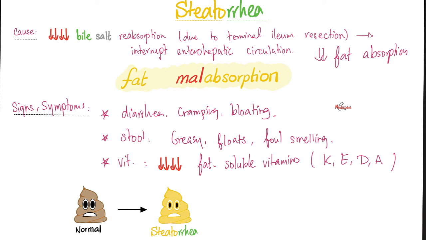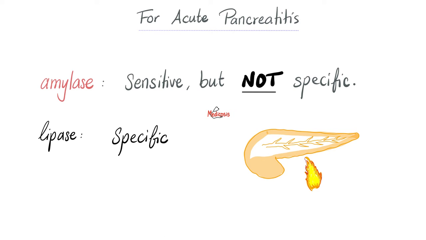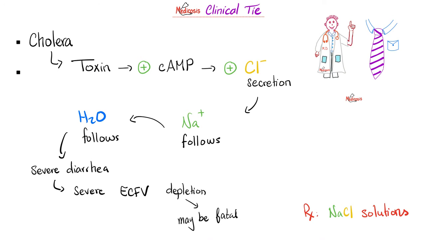in the toilet bowl. If I have inflammation of the liver, AST and ALT will be high. If I have inflammation of the pancreas, amylase and lipase will be high. Amylase is sensitive but not specific because you also have salivary amylase. Lipase is more specific. Don't forget that VIPoma causes diarrhea.